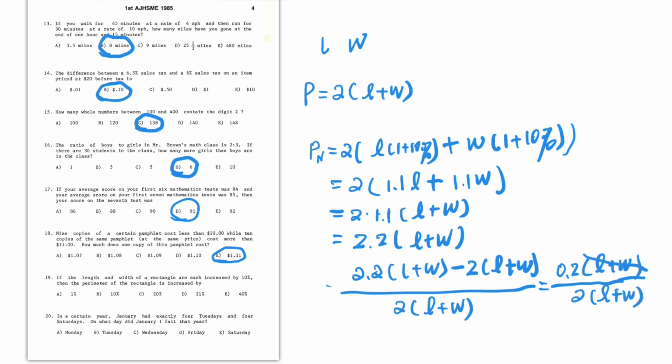Now cancel length plus width and cancel 2. Here is the 1, here is the 0.1. Now they equal 0.1 over 1. Then multiply numerator and denominator by 100. So that's 10 over 100. Definitely it's 10%. The answer is B.